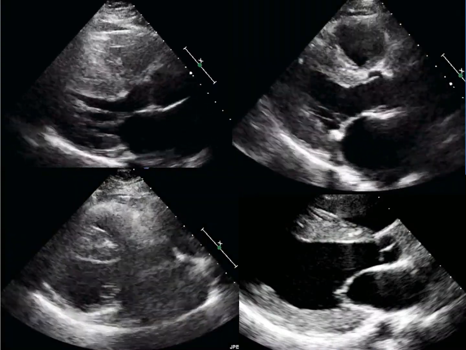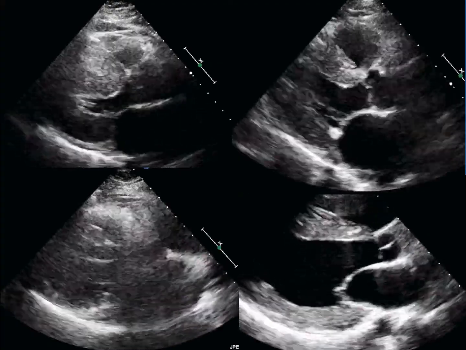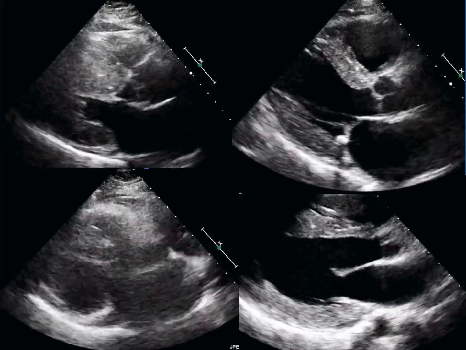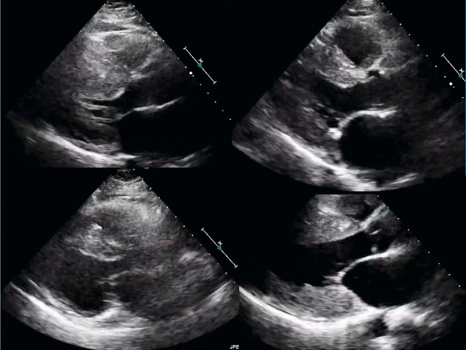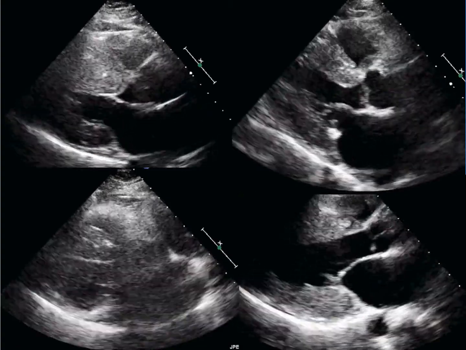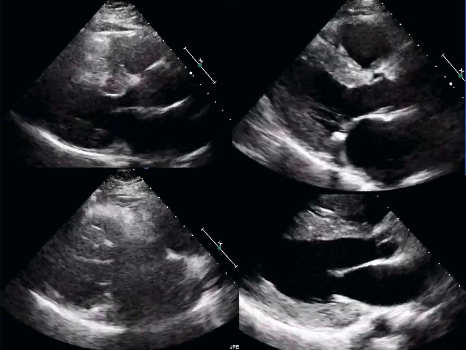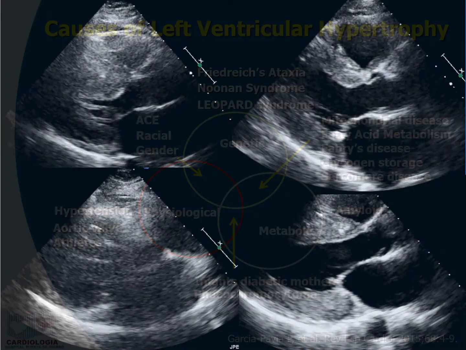Here you can see four cases of left ventricular hypertrophy, and as I will show you later on, these are caused by very, very different diseases. In these images we have amyloidosis, we have Fabry, we have sarcomeric hypertrophic cardiomyopathy, and just with the image you cannot distinguish them. So you will need to perform some other tests in order to reach the etiologic diagnosis and give the patient a specific treatment.